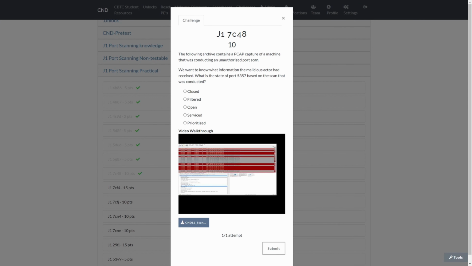J17C48. The following archive contains a PCAP capture of a machine that was conducting an unauthorized port scan. We want to know what information the malicious actor had received. What is the state of port 5357 based on the scan that was conducted? So first, we're going to need to identify the scan, and then second, we need to identify what intel the attacker gained from port 5357.